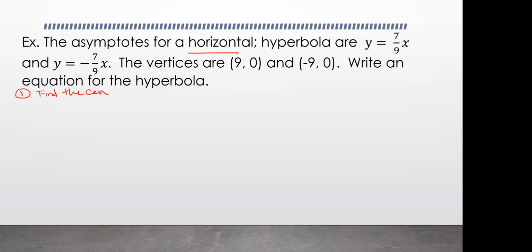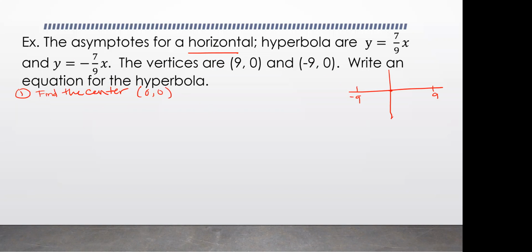We need to find the center. Well, we can see that if we did a real quick sketch, the vertices are (9, 0) and (-9, 0). So again, our center is going to be (0, 0). All right, so we've got our center.